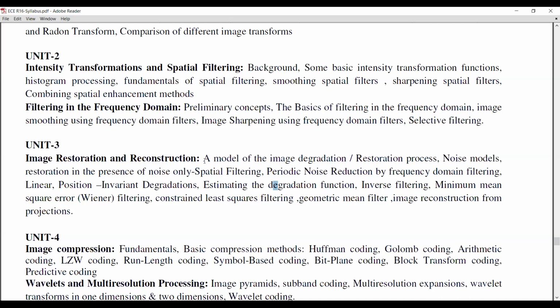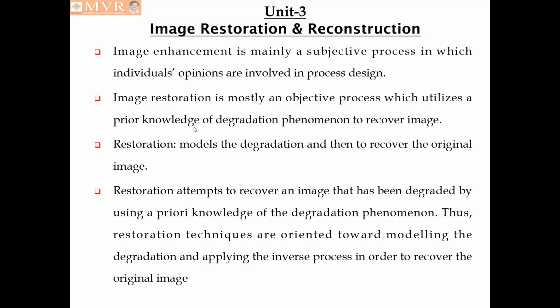Under this third unit, one of the most important topics is the image degradation model. So we have a block diagram for that image degradation model. Most of the times in our examination, we are getting the question from this image degradation model. Okay, so now let us start our third unit.